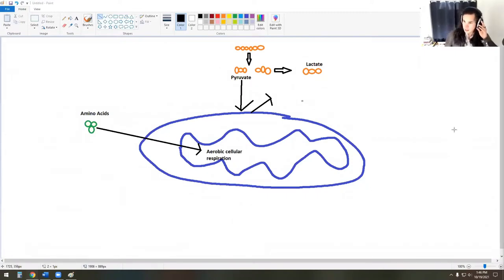And know the equations for cell respiration, know the equation for photosynthesis, know what is oxidized in cell respiration, and know what is reduced in cell respiration.